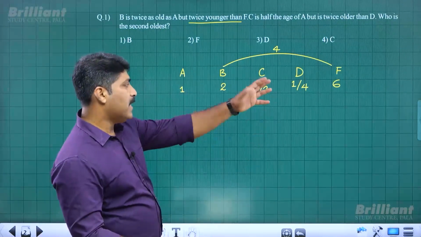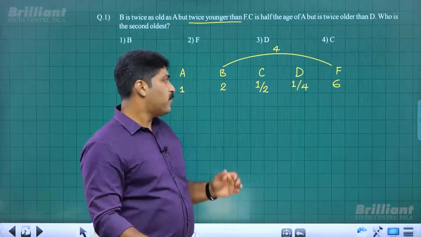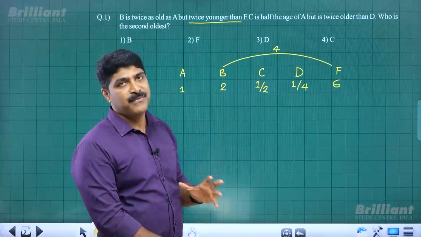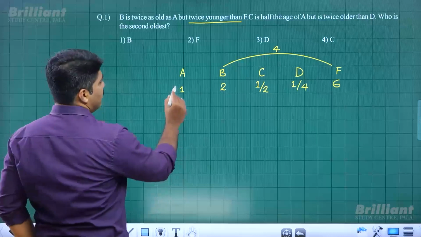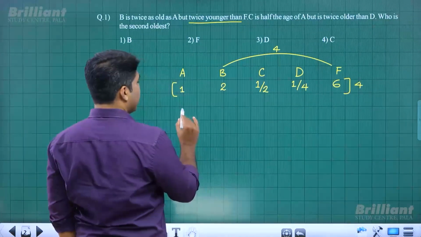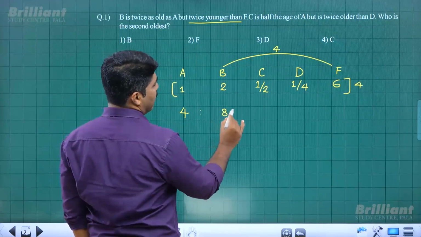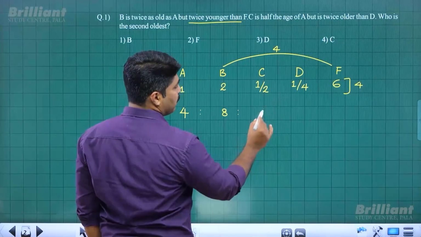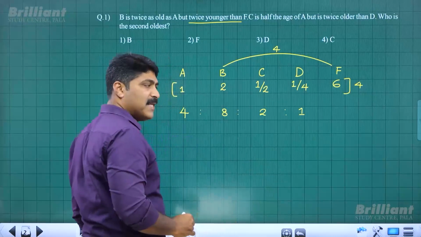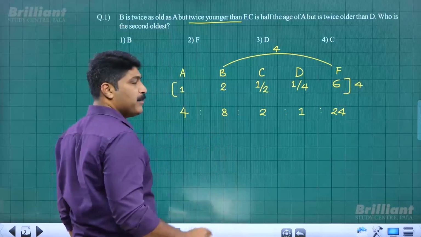If you are facing difficulty or confusion regarding these fractional values, what can you do? You just multiply all these values by 4 to avoid fractional operations. When we multiply these old ratio values by 4, what do you get? The age of A we can assume as 4. Age of B is 8. Age of C is 1 by 2 into 4, which is equal to 2. Age of D is 1 by 4 into 4, that is 1. And that of the last person, 6 into 4, which is equal to 24.